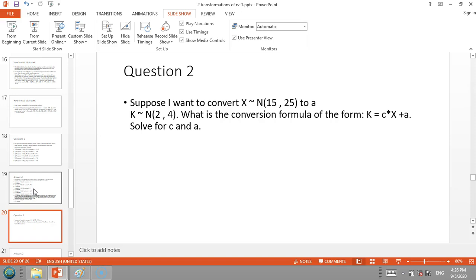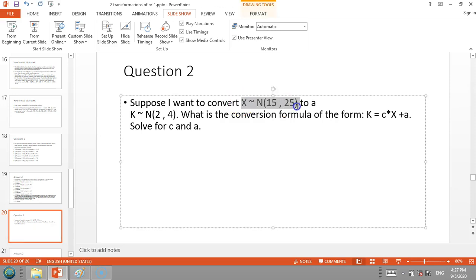Watch this. This is a little bit of a tricky problem. Suppose I want to convert a normal that I know is mean 15, variance 25 to a normal that's mean 2, variance 4. What is the conversion formula? Just tell me the conversion formula, in a sense. So this is a little bit tricky.